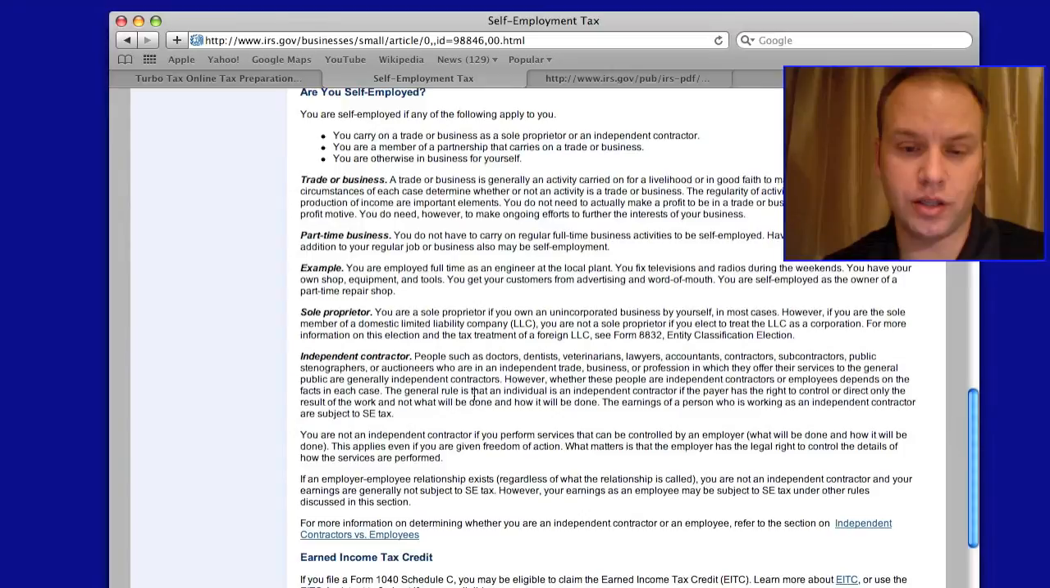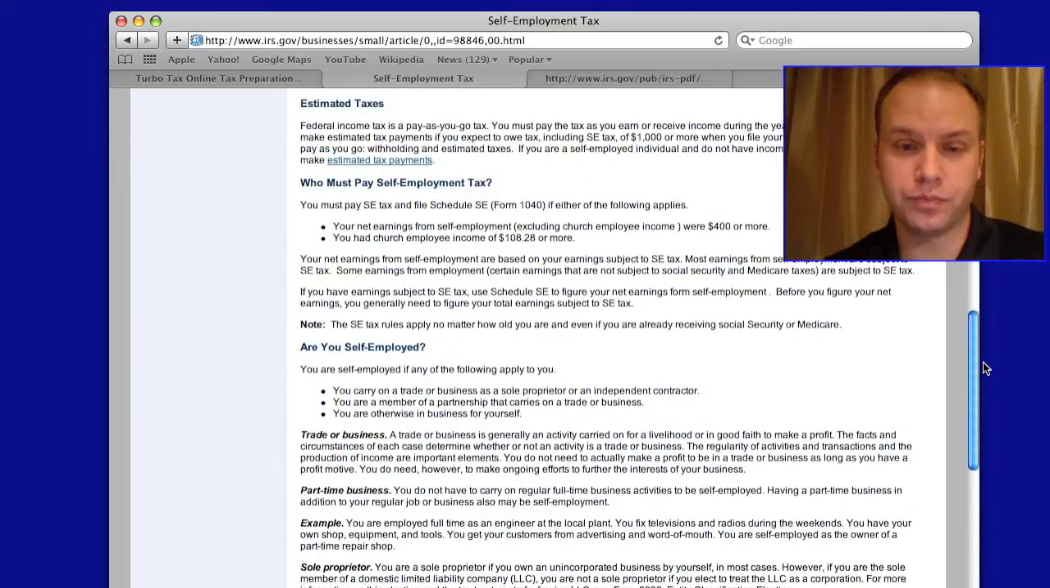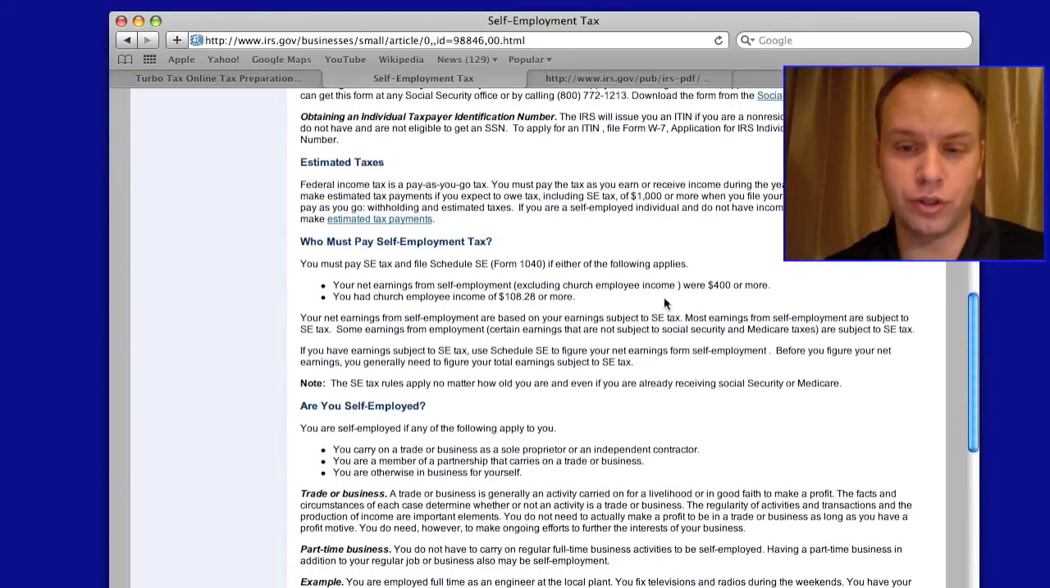And you can see here on the page that I have up, it really goes into detail on some of the areas of self-employment tax that you should understand if you're new to business, or say you've had a business for a while and you haven't been filing this. This will really answer all the questions you have here. More into depth of what I'm doing right now. I'm covering the most important areas for you guys. So you can see this here. Independent contractors, people such as doctors, dentists, veterinarians, lawyers, accountants, contractors, subcontractors. It goes on and on. So you really need to look at that to see if you should be filing this, okay? Here's the rules of the 400 or more.